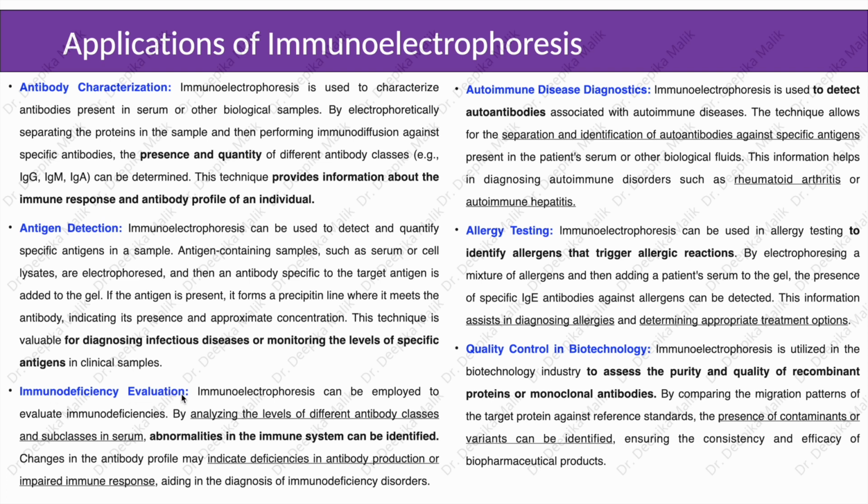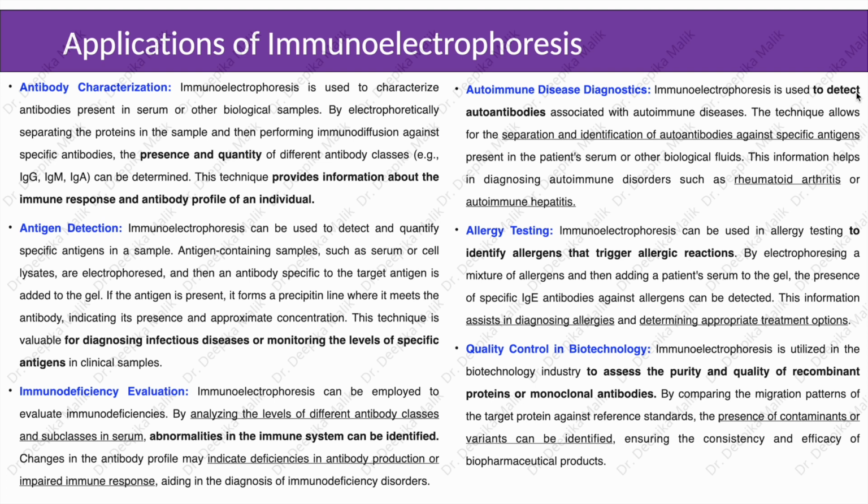Immunodeficiency evaluation. Immunoelectrophoresis can be employed to evaluate immunodeficiencies by analyzing the levels of different antibody classes and subclasses in serum. Abnormalities in the immune system can be identified. Changes in the antibody profile may indicate deficiencies in antibody production or impaired immune response, aiding in the diagnosis of immunodeficiency disorders.